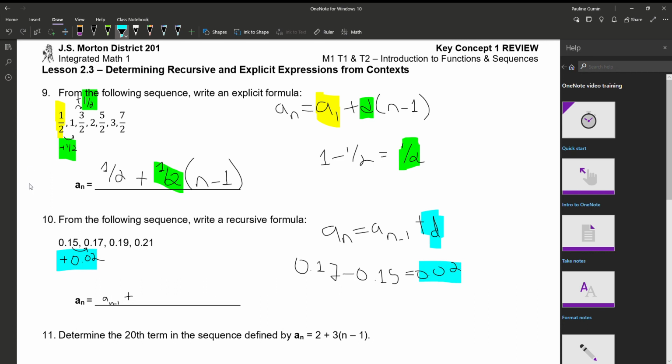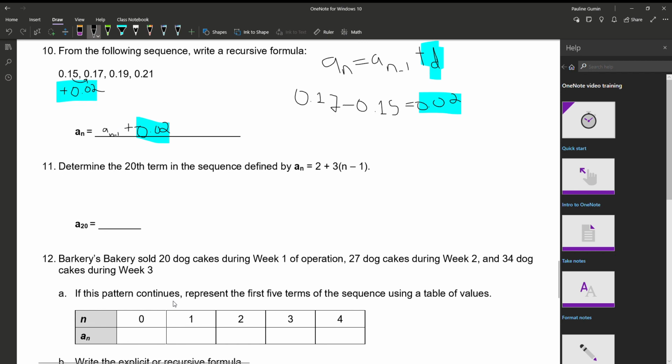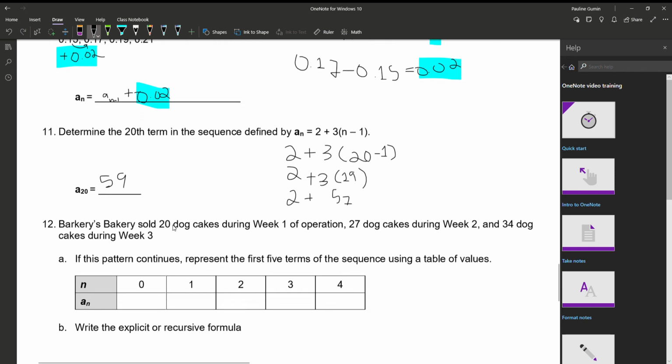Some people are good at mental math, others aren't, and that's fine. Whichever way works best for you is the way I want you to do it. Number 11, determine the 20th term of this sequence. Okay, well that means I'm going to plug 20 into n. Now the first thing we do is what is inside those parentheses. So 20 minus 1 is 19. Next we multiply. 3 times 19 is 57. And then I could finally add 2 plus 57 is 59.